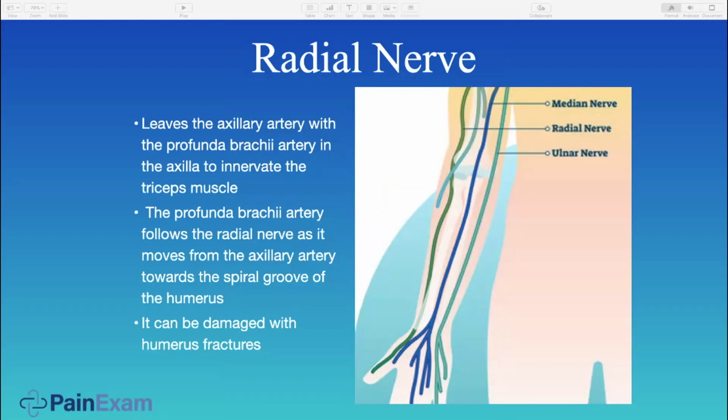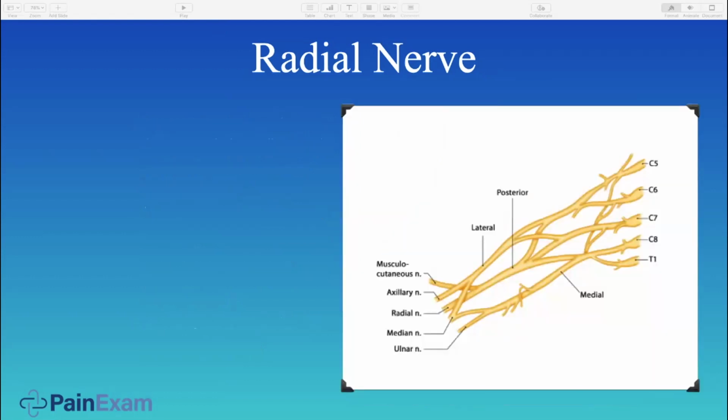The radial nerve. So the radial nerve, believe it or not, I do block every now and then in my office. You may need to block it as an anesthesiologist for supplemental anesthesia. It leaves the axillary artery with the profunda brachii artery in the axilla to innervate the triceps muscle. The profunda brachii artery follows the radial nerve as it moves from the axillary artery towards the spiral groove of the humerus, which, if there's a humeral fracture, the radial nerve can be damaged.